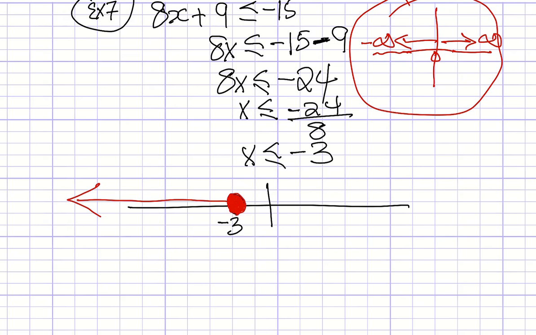You never include the infinity. Infinity doesn't get into anything, because infinity doesn't stop, it keeps going, so you can't constrain it. It's negative infinity, and then minus 3 is included right there. That's how you draw that right there, okay?